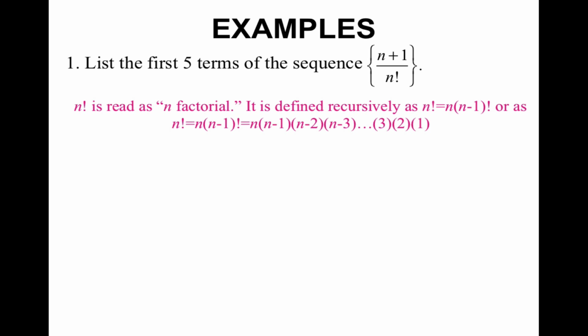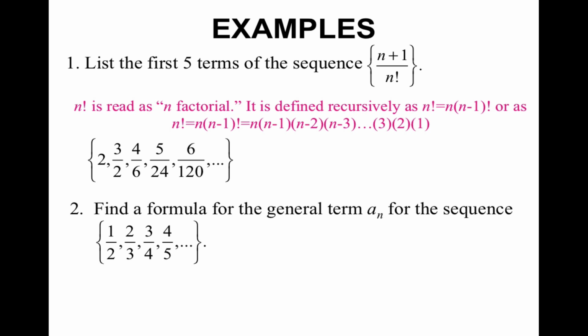So if I was to list the first 5 terms of this sequence, that means I'm going to put in 1 for n to be my first term. So when I put 1 in, I'm going to get 1 plus 1, which gives me 2, all over 1 factorial. Well, 1 factorial is just 1 because you can't go backwards from 1. And you keep doing this. You do it with n equals 2, n equals 3, n equals 4, etc., until you get to n equals 5. When you do that, you're going to get the sequence 2, 3 over 2, 4 over 6, 5 over 24, and 6 over 120.